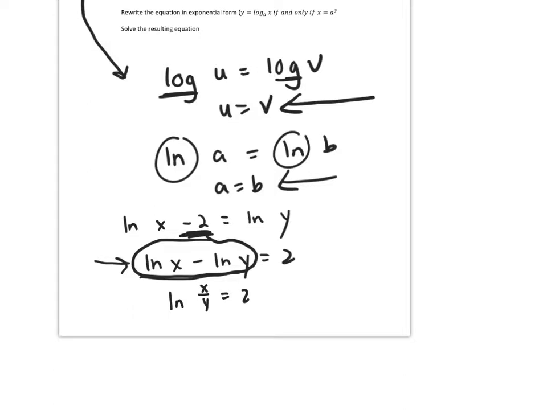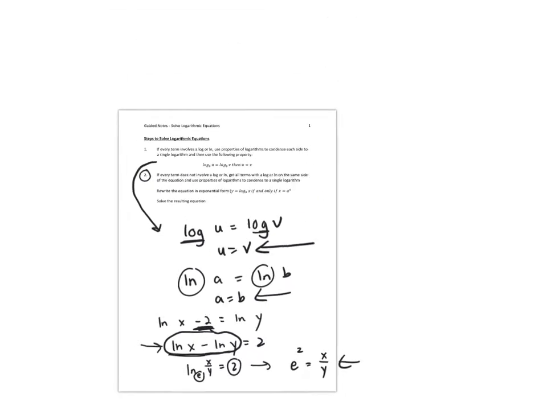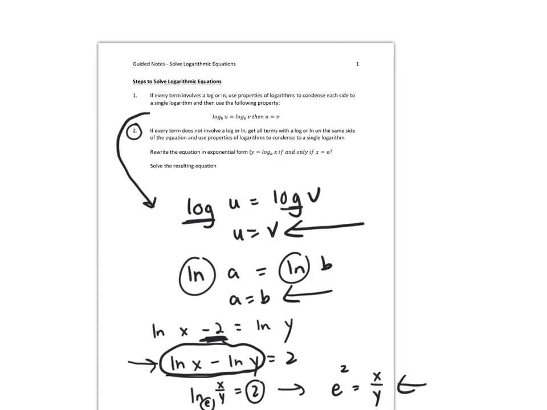And then what you would do is change this logarithmic form to exponential form. So that's going to be e to the second, e to what's on the other side of the equal sign, equals x over y. And you won't have two variables, you only have one variable, but this is the equation that you will solve. So just to review, the first thing you do when you're solving a logarithmic equation, see if every term involves a log. That's case 1. If every term does not involve a log, that's case 2.